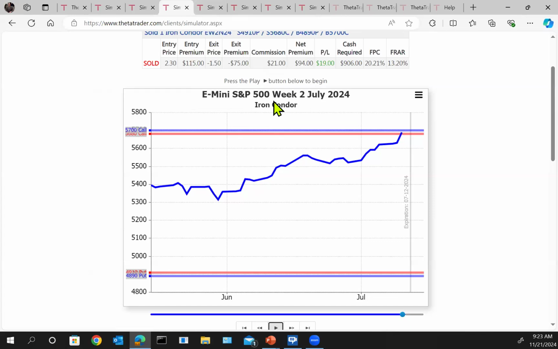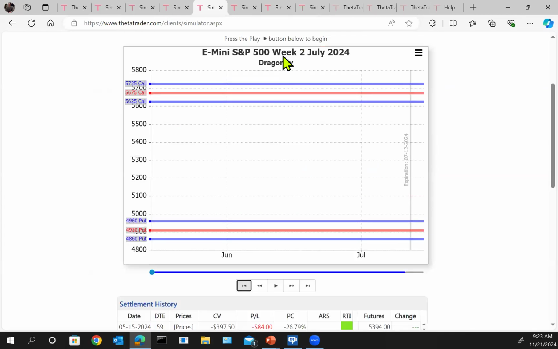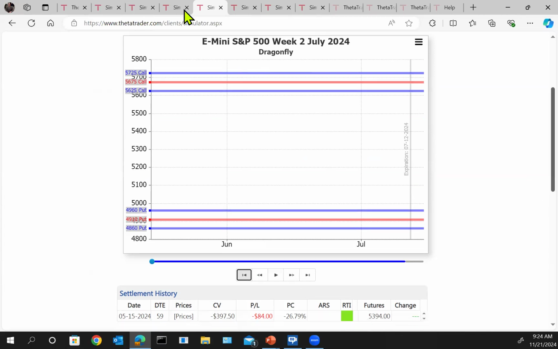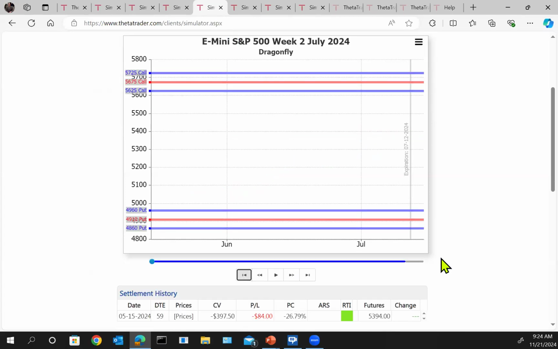So this is the Iron Condor for the week 3 July expiration. So here is the week 2 July expiration on the Dragonfly. Want to make sure, sorry, yeah, week 2 July, same thing. I want to compare apples to apples. So here's a Dragonfly. So basically what I'm saying here is imagine you placed a Dragonfly instead of the Condor, and that's the same expiration on the same date.